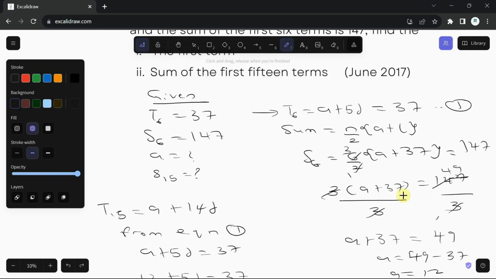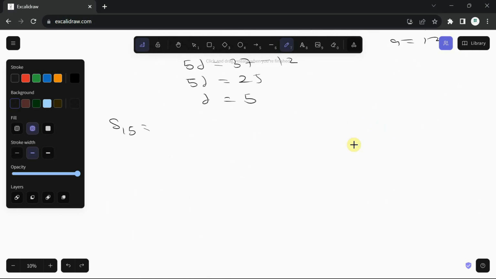I could use n over 2 open brackets A plus L, just like we said in the video for the sum of an arithmetic series. Or we could use n over 2 open brackets 2a plus n minus 1 d, and you saw how I was able to move from this formula to that other formula. So I think I already just used the other formula. So that would be n over 2 open brackets 2a plus n minus 1 d, right?